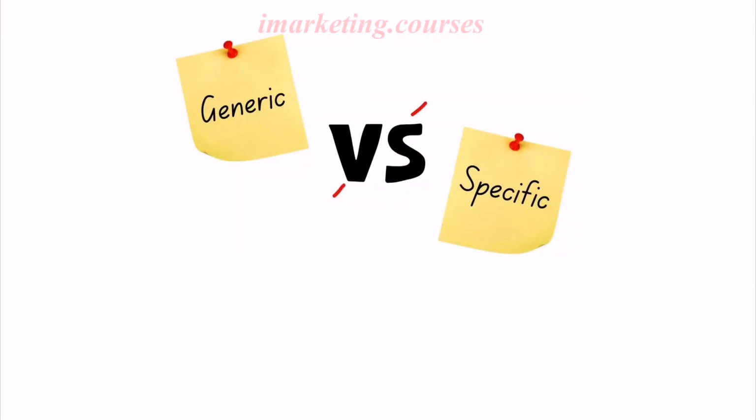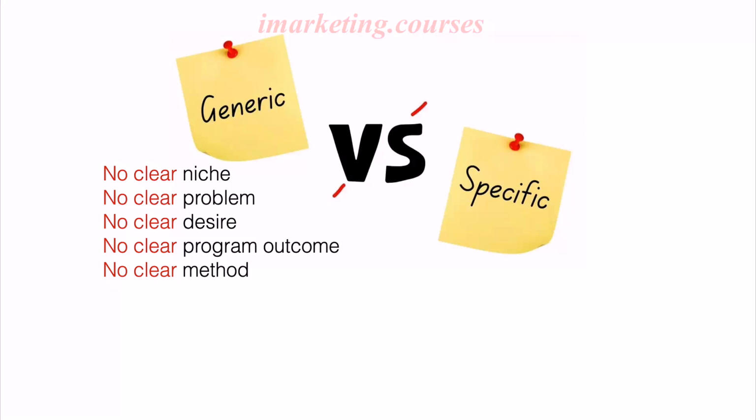So look, generic marketing versus specific. Generic marketing: no clear niche, no clear problem, no clear desire, no clear program outcome, no clear method.